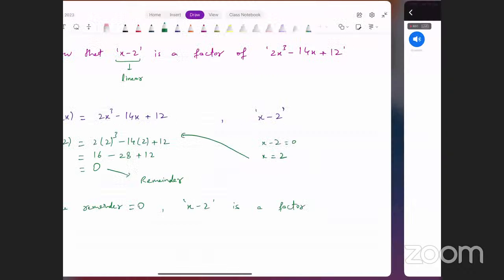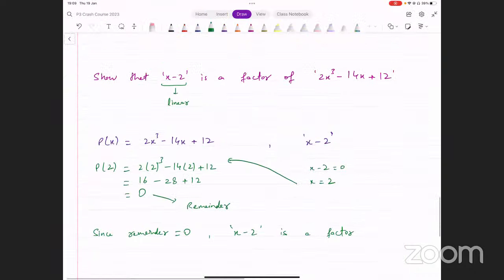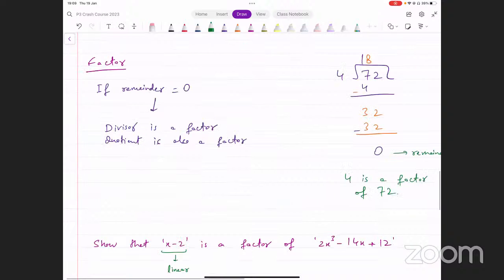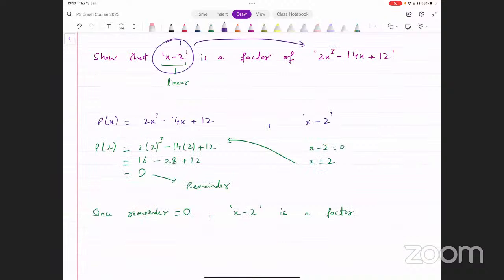Okay, good. Let's discuss how to factorize polynomials then. So this is what we do if we have to prove that something is a factor of a polynomial. What we do is we find the remainder. We could find that using the remainder theorem, or we could find that using the long division method as well. That's your choice.